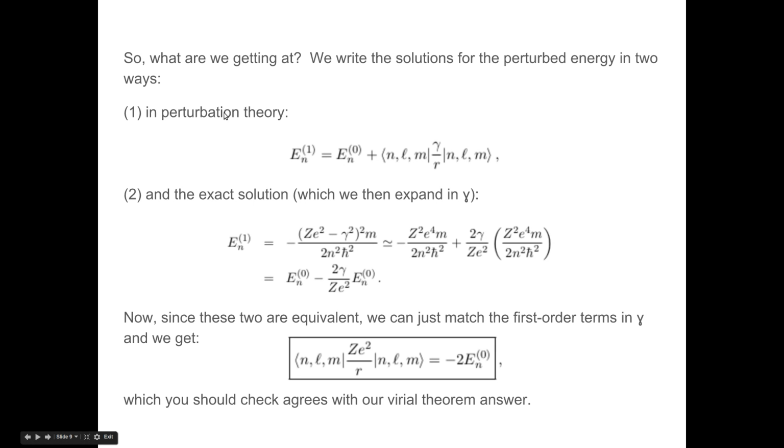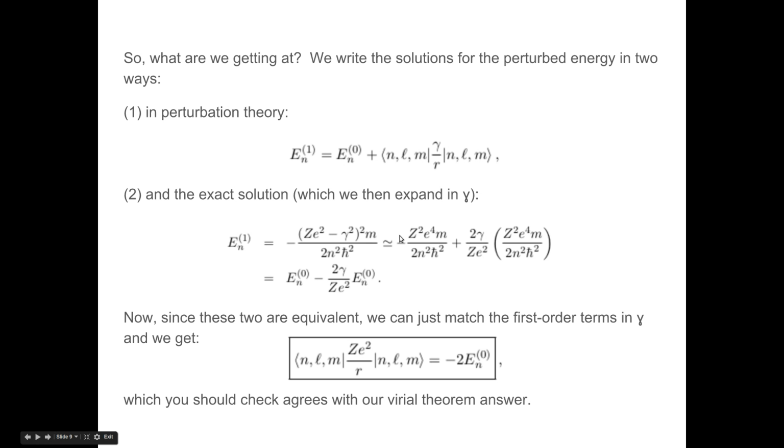We can do it in perturbation theory, where our first order energy is going to be the unperturbed energy plus the first order shift, right? And then, like I said, we can solve this thing exactly, right? If I solve it exactly, I just write down the normal solution and replace ZE squared with ZE squared minus gamma, squared, and then expand in gamma, right? So gamma is a small number, so we can expand, okay?